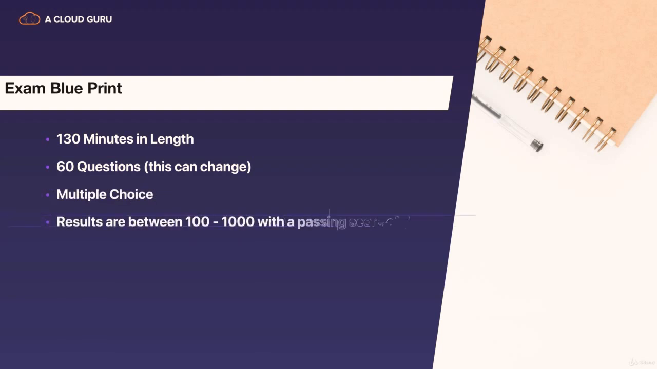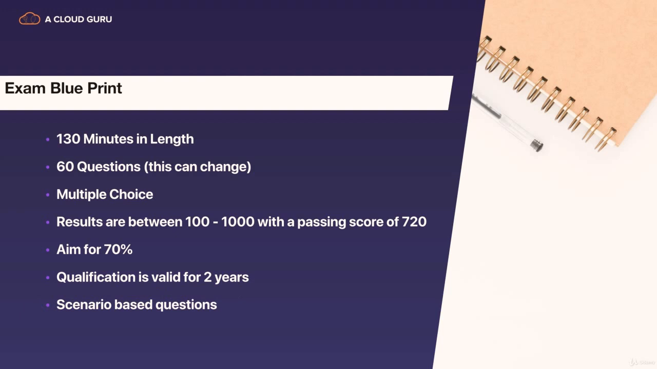Sometimes you have to choose one answer, sometimes you have to choose two. It'll tell you in the question how many you have to choose. And your results are always going to be between 100 to 1000, and your pass mark is 720. So you need to get roughly about 70% in order to pass the exam. So always aim for 70%. The qualification itself is valid for 2 years, and the exam questions are all going to be scenario-based questions. So bear that in mind as well.